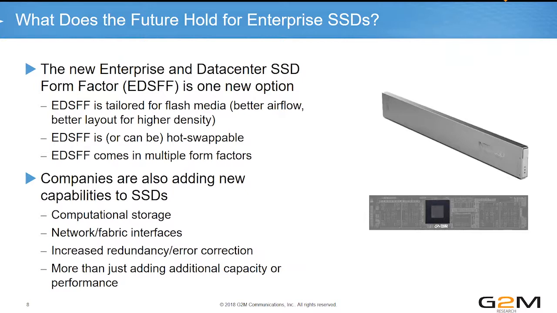One other thing we're seeing is companies adding new capabilities to SSDs. I know at least one of our guests is going to talk about computational storage and adding that to SSDs. There are also companies that added network and flash interfaces to SSDs, in addition to things like increased redundancy and error correction. If you look at the SSD market, it's really become more than just adding more capacity and more performance. It's what else can we put in this to help offload compute and networking and improve the overall situation for the data center.